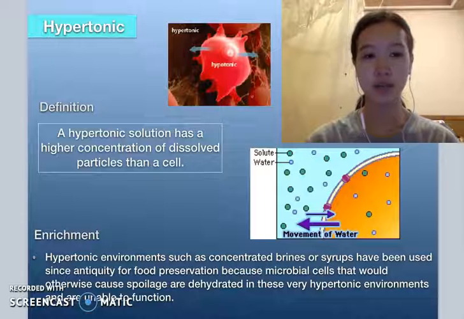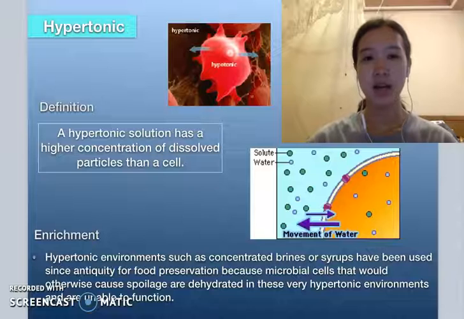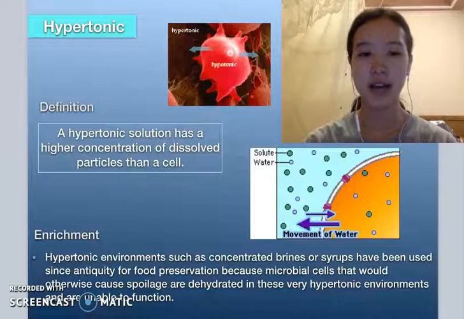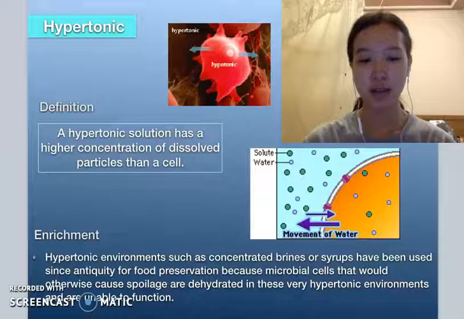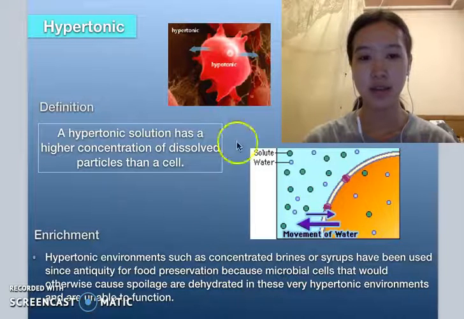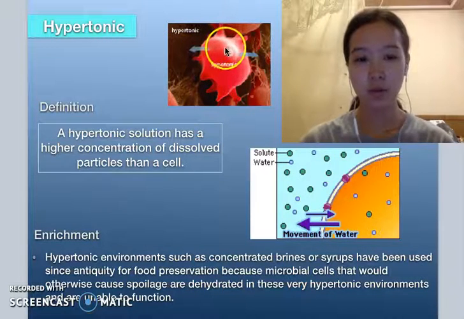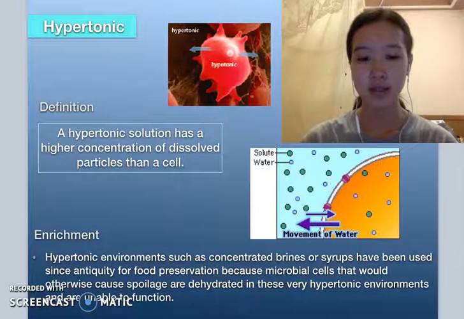Okay, now let's move on to the last word, hypertonic. A hypertonic solution has a higher concentration of dissolved particles than a cell, meaning the concentration of water outside is correspondingly lower. As a result, and you can see in this diagram here, water inside the cell will flow outwards to attain equilibrium, causing the cell to shrink or even die.